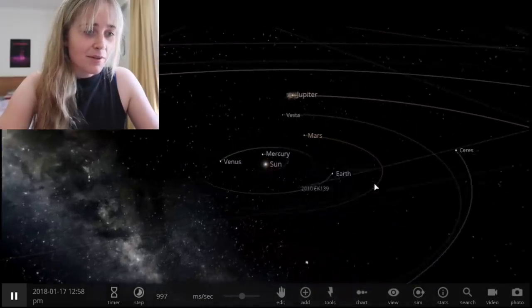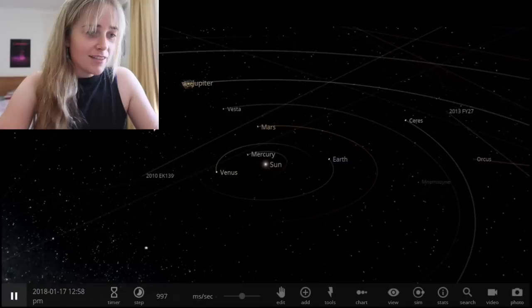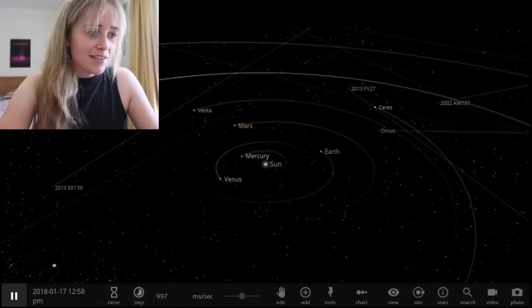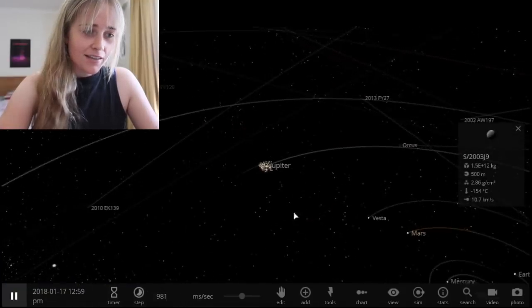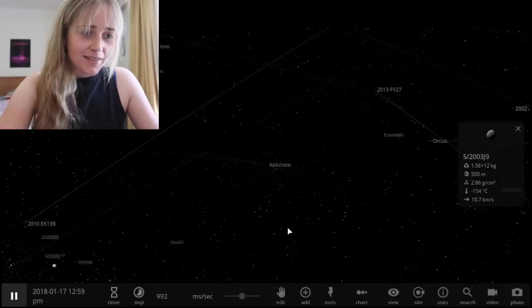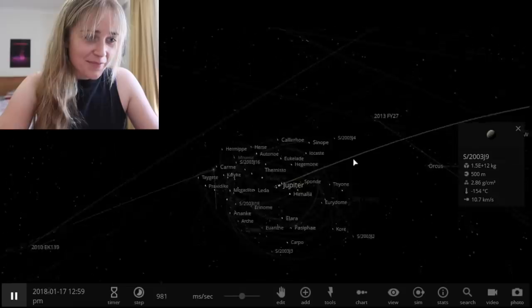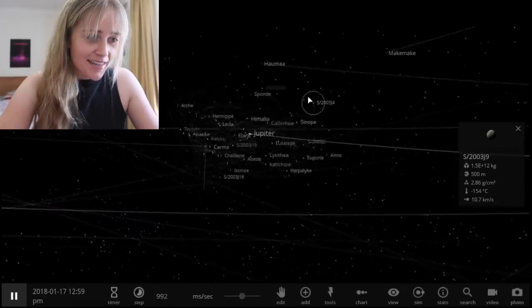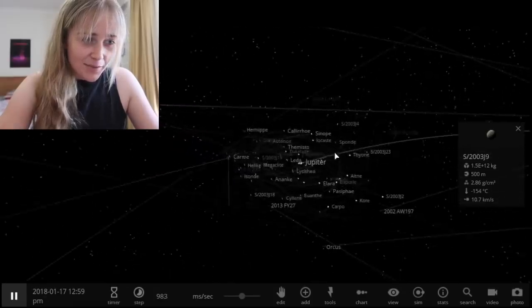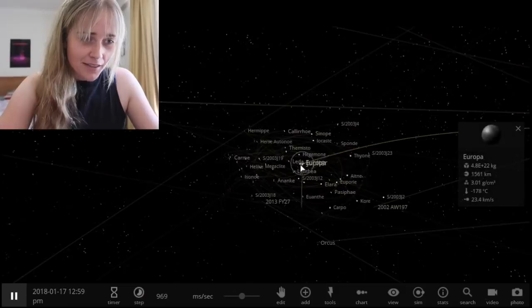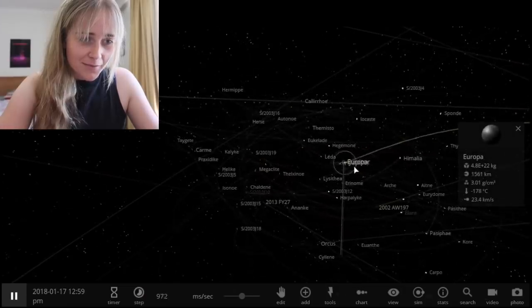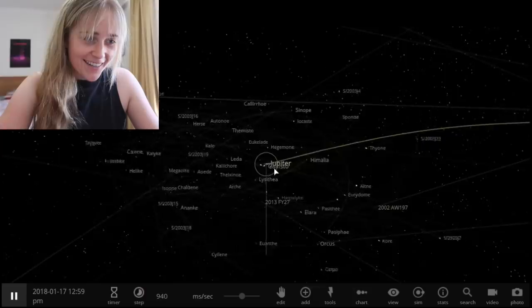You can see we've got the planets. Jupiter looks like a bit of a smudge. Let's see if we can go over there. Oh yes, so that's all of Jupiter's moons. I guess that's why it looks so crazy. Let's see if we can get Jupiter itself. So many moons, I can't get it.